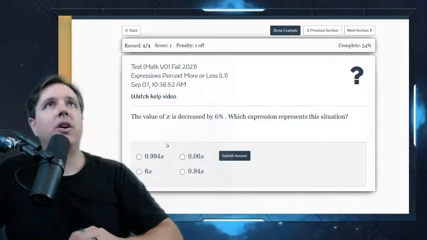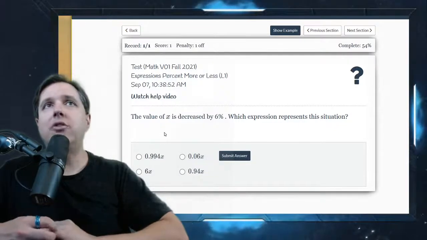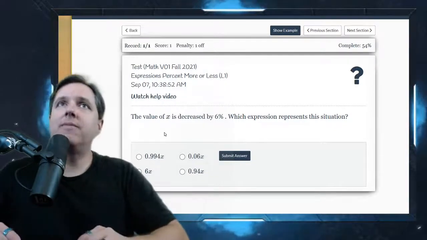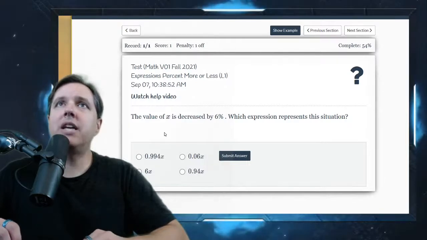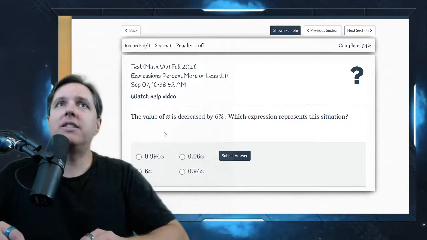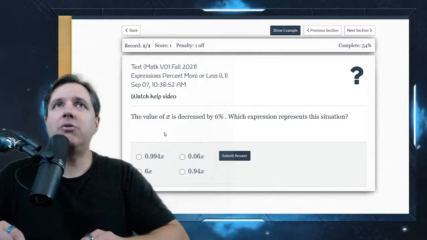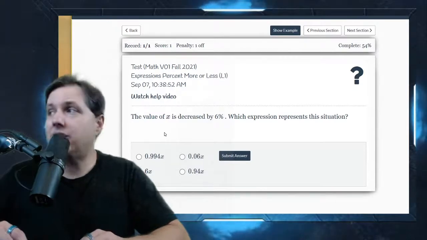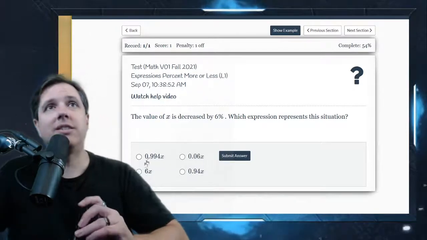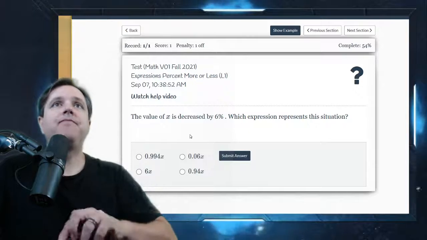Here's another one with how you would write it algebraically. The value of x is decreased by 6%. Which expression represents this situation? Okay, decreased by 6%. Well, if we're decreasing it, it should be less than 1 as far as the number. So this 6x is probably out.